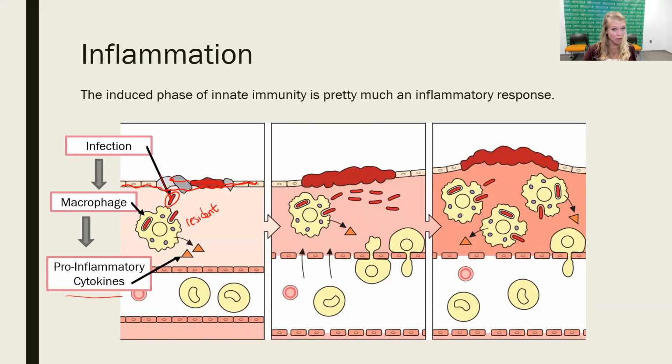Now, this is a new term. We've mentioned the term cytokine before. We talked about how it's a little tiny chemical messenger that is delivered between white blood cells.